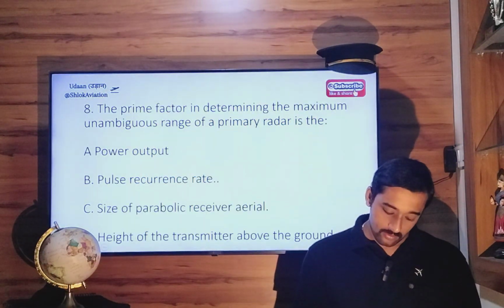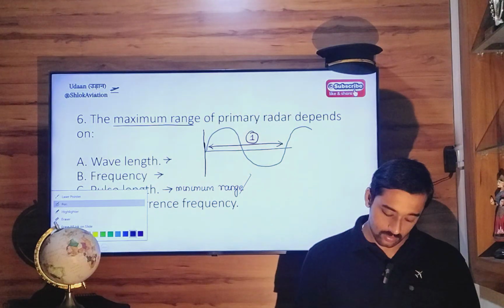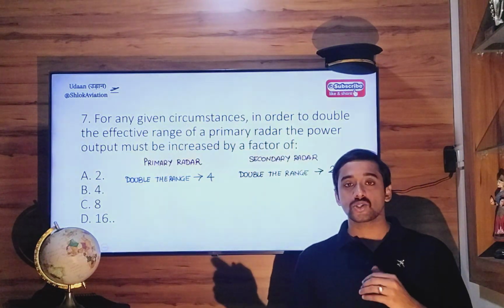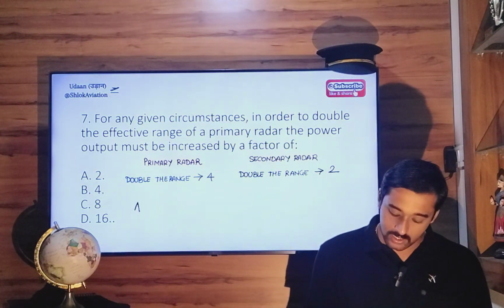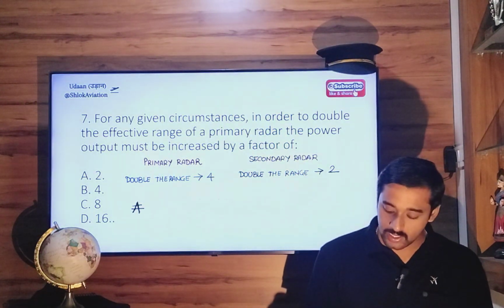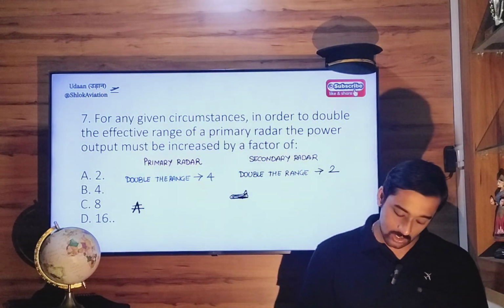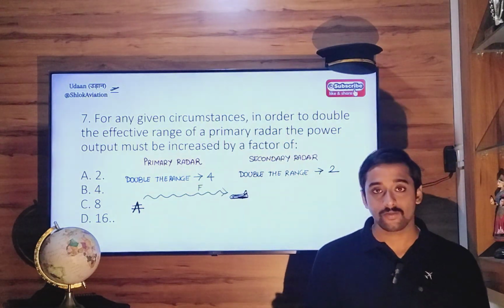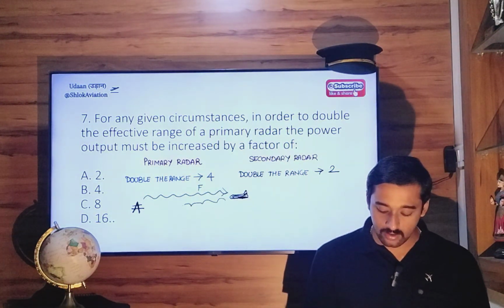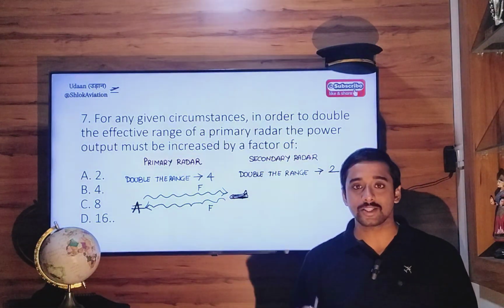Why is that? We all know that primary radar transmits a radio pulse in the direction of the target. Let's say this is your transmitter. Here it's your target. It will transmit the radio wave in the direction of the target at, let's say, frequency f, that same radio frequency f will get reflected from the target and come back at the transmitter.